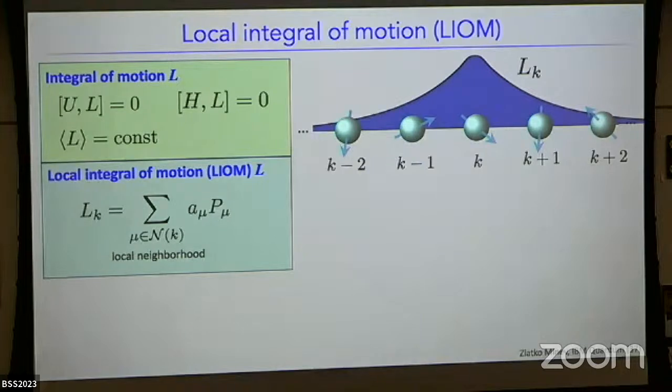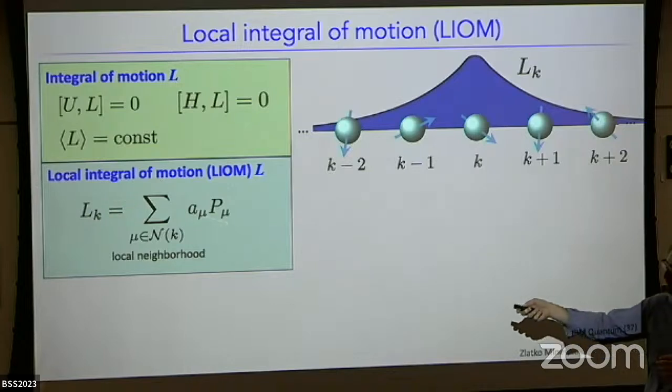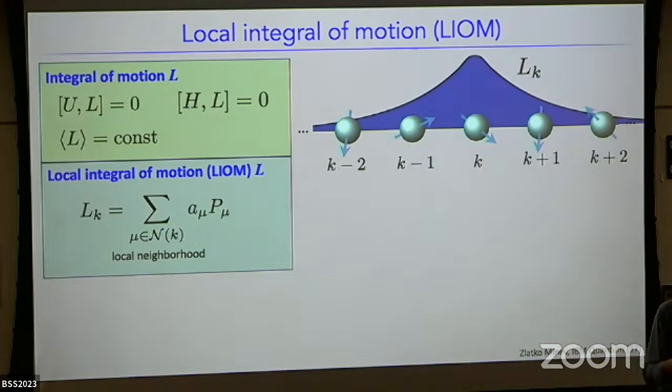What about local integrals of motion? A local integral of motion just means that the support of that operator is bounded in some sense. It's localized. So here I have, say, the kth integral of motion. I can decompose it into Paulis labeled by the index mu. And let's say that these mus are only appreciably non-zero in the neighborhood of the site k. So this is what I mean by a local integral of motion. Now, of course, there are caveats here about exponential tails, and you heard about it. I think David talked about the exponential tails and what that means for MBL. There are definitely subtleties that one should be worried about.